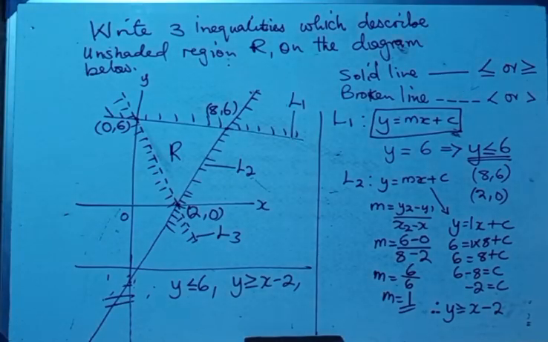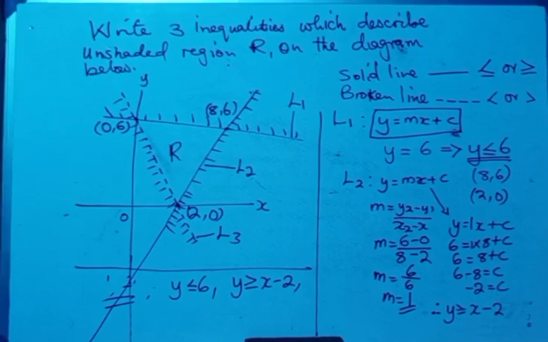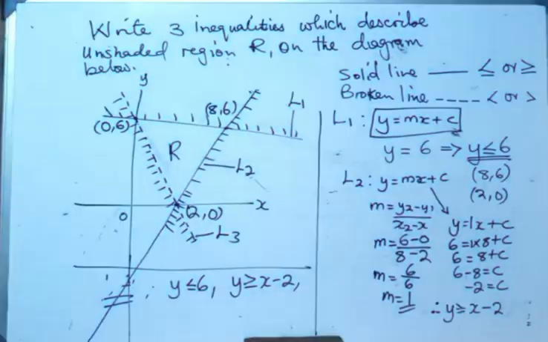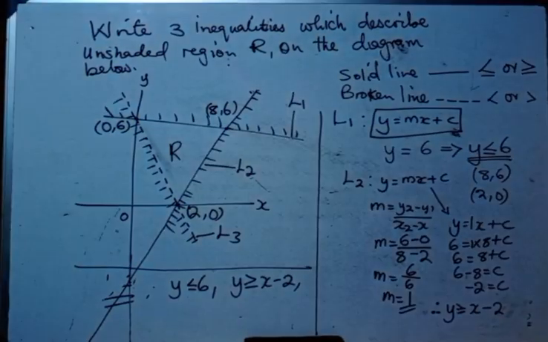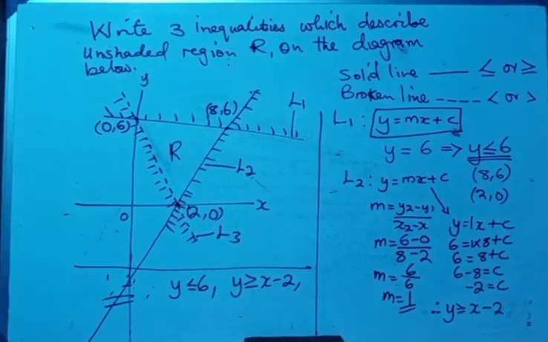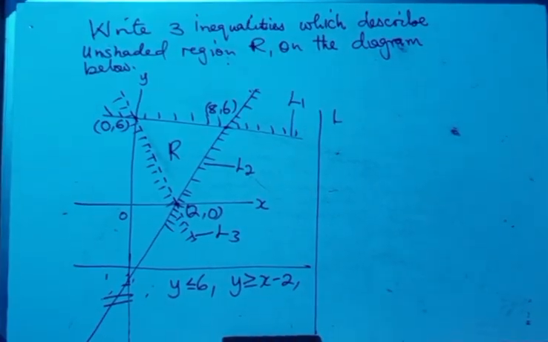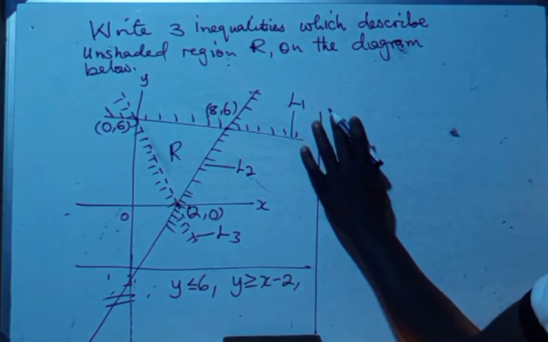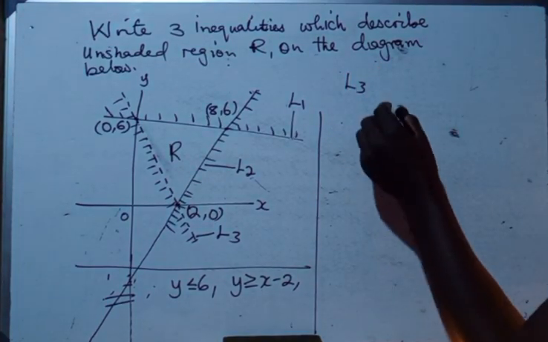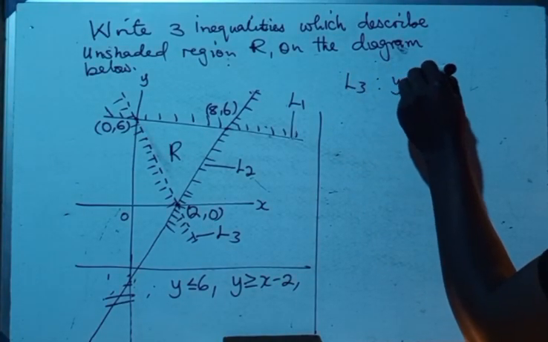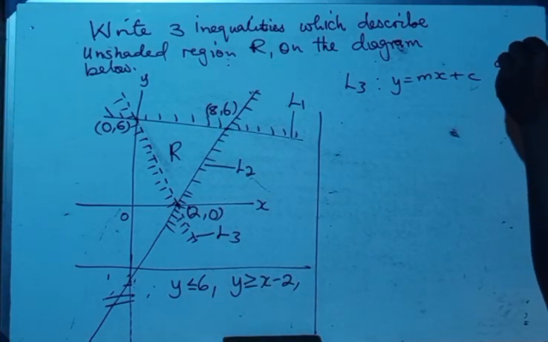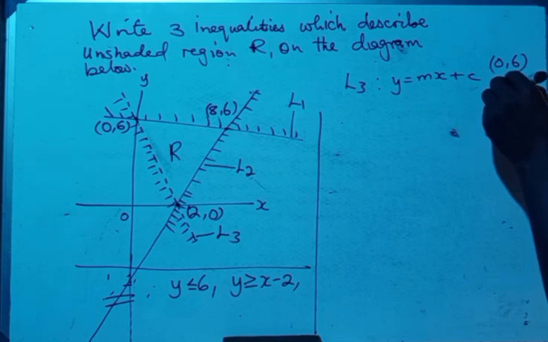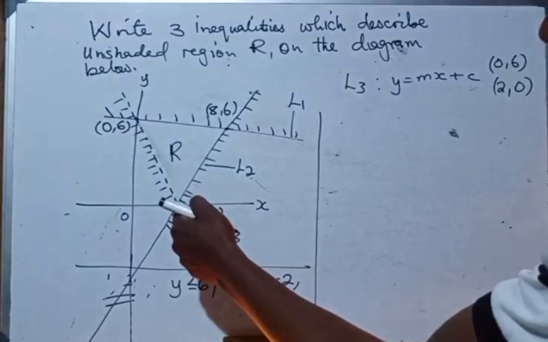We are now remaining with the third equation, where we find the equation for the broken line. As usual, the broken line, which is line 3, we are going to say y equals mx plus c. Where is it passing through? It is passing through 0,6 as well as 2,0. These are the two points.